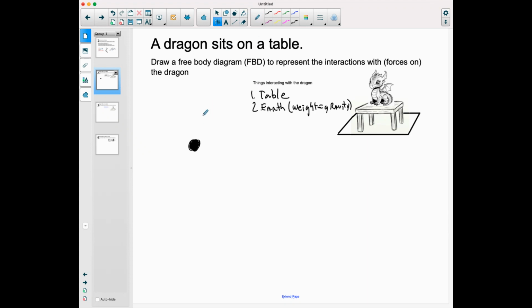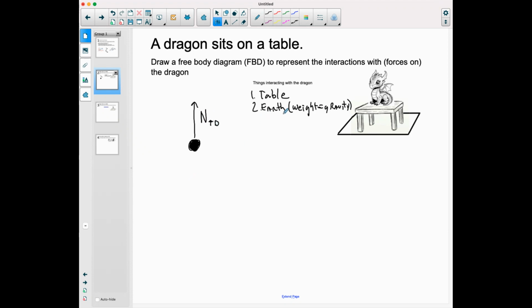So let's start with the interaction between the table and the dragon. That acts upward on the dragon. We give that interaction a special name: we call that the normal force or the normal interaction. Normal interactions are between surfaces and objects contacting the surface. To label this interaction, I'm going to give it a big N for normal force, and then a double subscript to show the two things interacting. Table on dragon. Normal force, table on dragon.